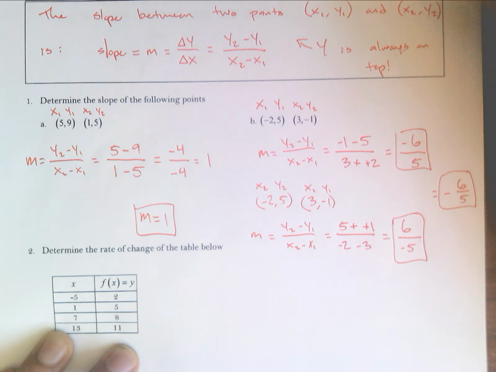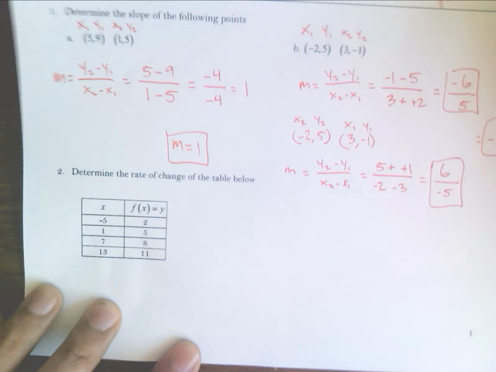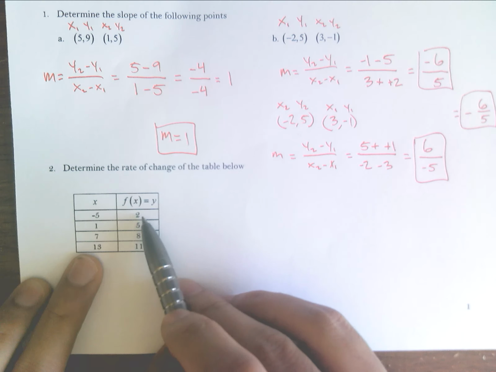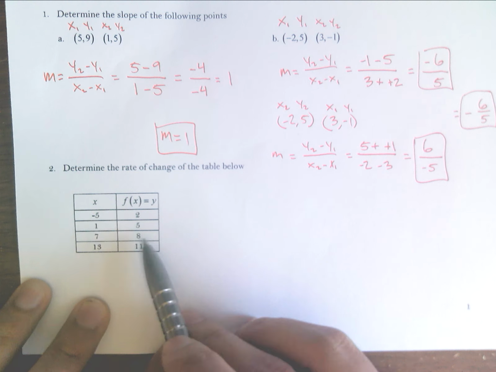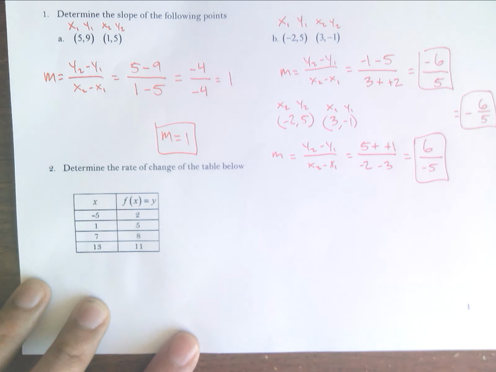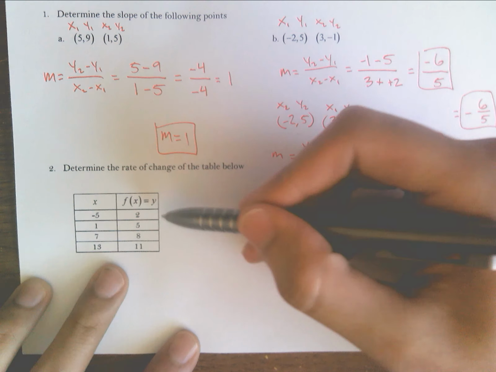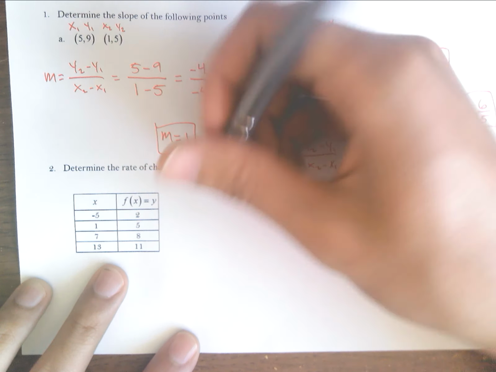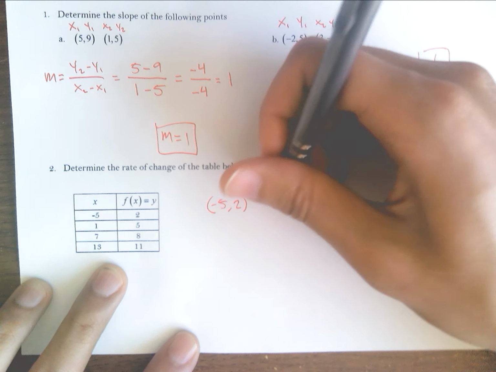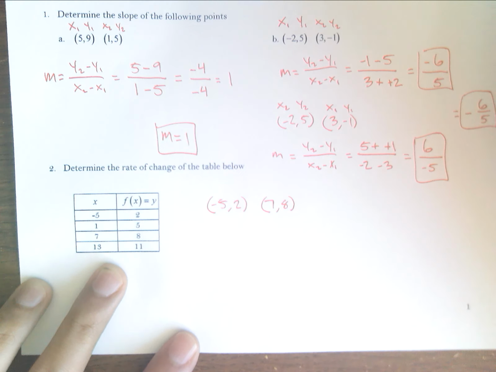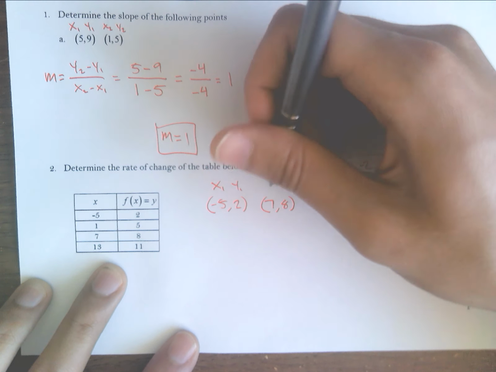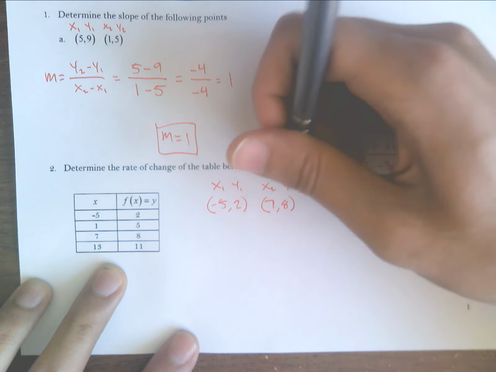Let's try another using a table of values. So here we've got 4 points. We've got -5, 2; 1, 5; 7, 8; 13, 11. We can choose any 2 of these points and use our slope formula. So we'll choose this one and this one: -5, 2 and 7, 8. Again, they can be any 2 of those points. We'll call the first one x1, y1, and the other one x2, y2.